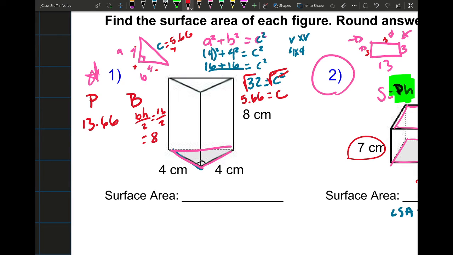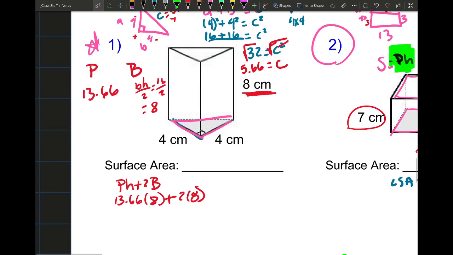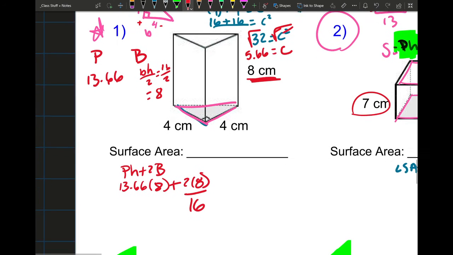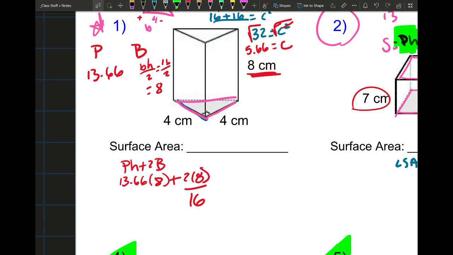Now I can go ahead and do the formula. So Ph plus 2B. Ph, this is 13.66 times the height, which in this case is 8, plus 2 times the base, which is 8. So when you multiply, you get 16, and 13.66 times 8 gives you 109.28. And when you add those two, you get 125.28 centimeters squared.